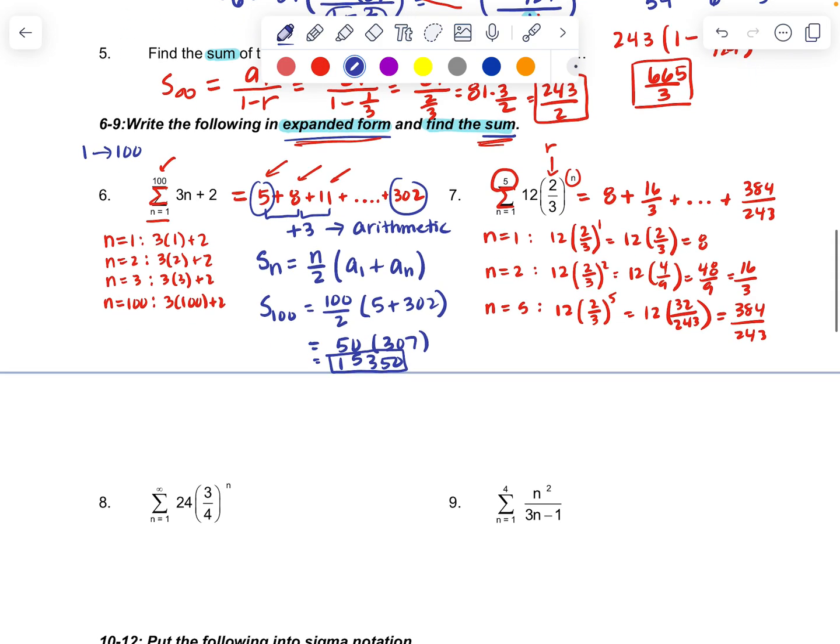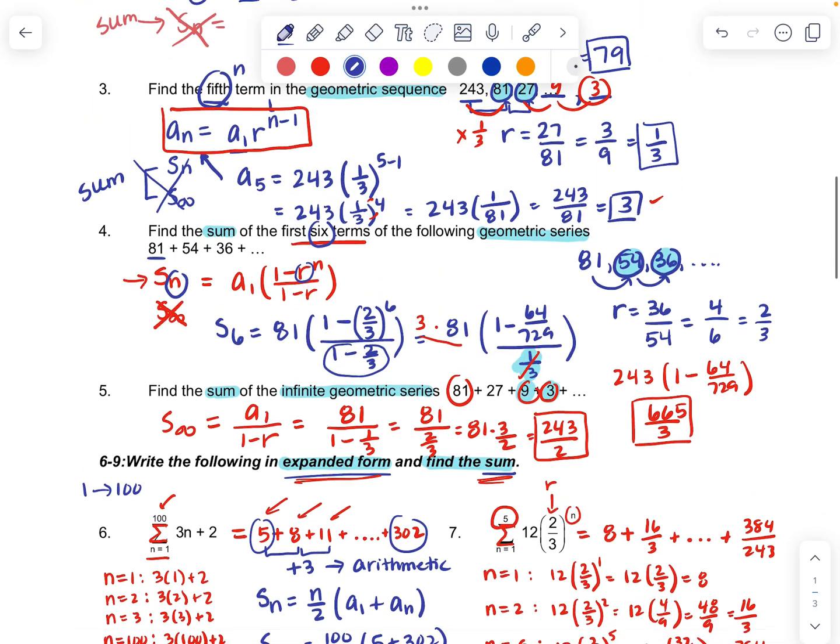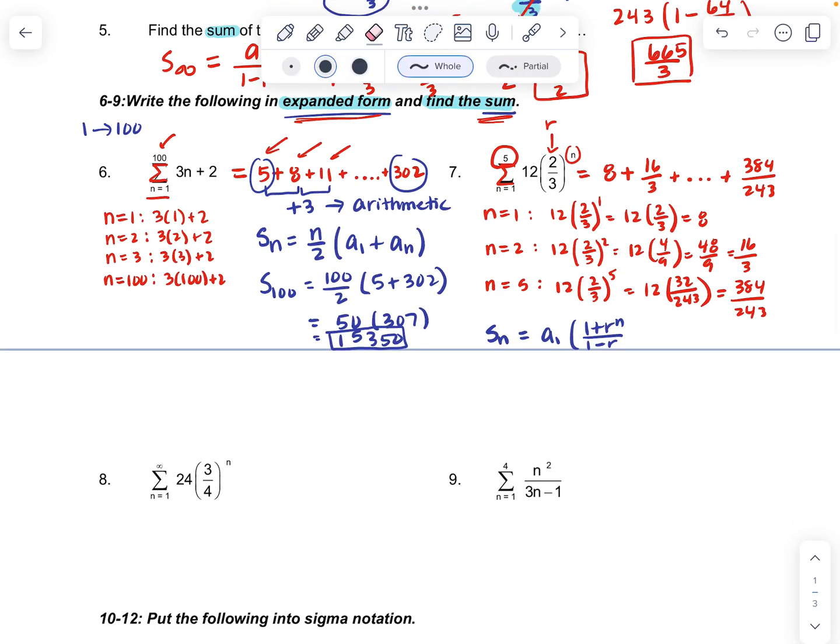And for this one, it's S sub n equals A sub 1 times 1 plus r to the n over 1 plus r. Yikes. No, it's 1 minus r to the n over 1. I'm using the wrong formula. Sorry about that. 1 minus r to the n over 1 minus r. Okay? Now, plugging everything in.